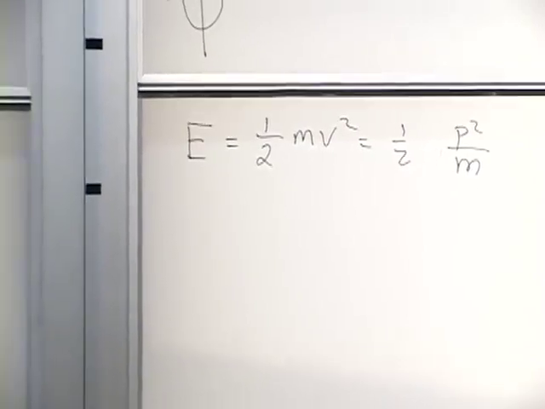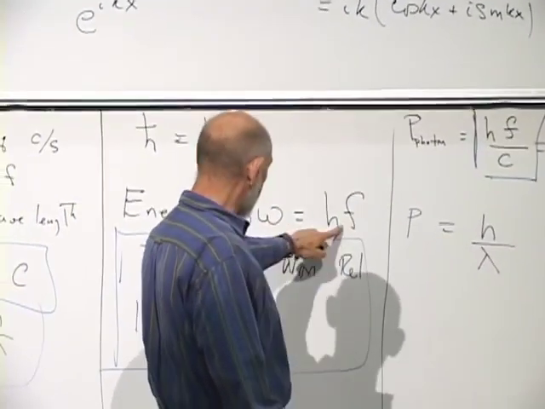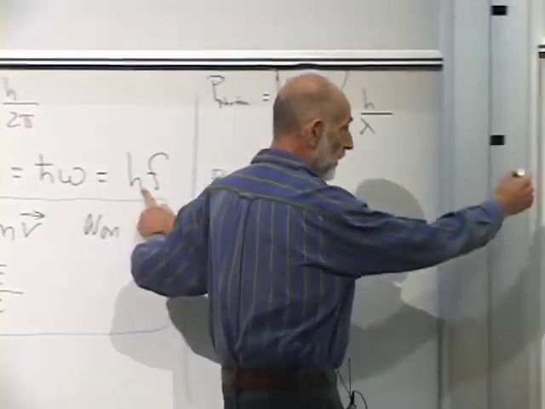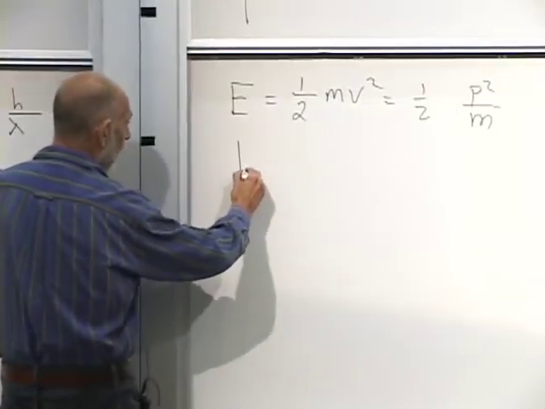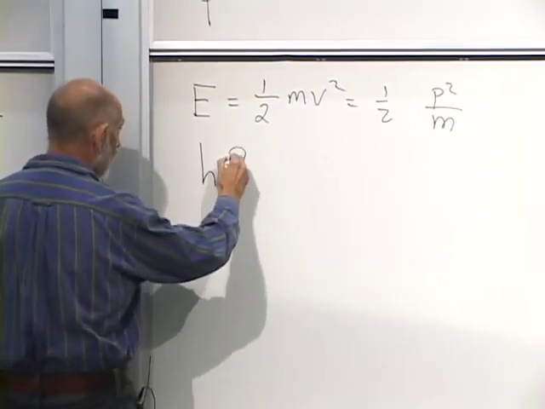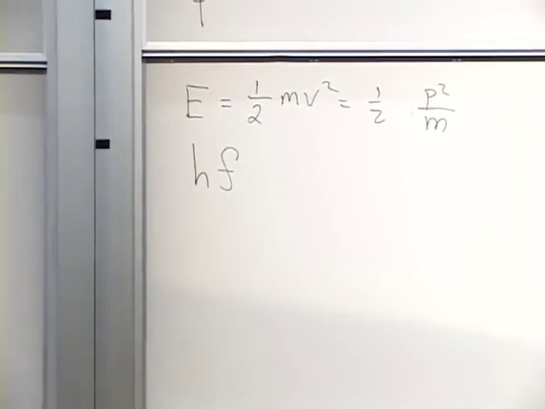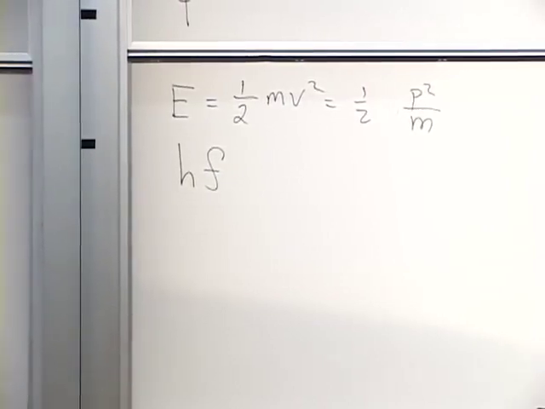Energy is, where is it? Is it h bar omega or h times frequency? Let's use h times frequency of a single electron. We're talking about a single electron: h times the frequency of the wave describing that electron. That's energy.